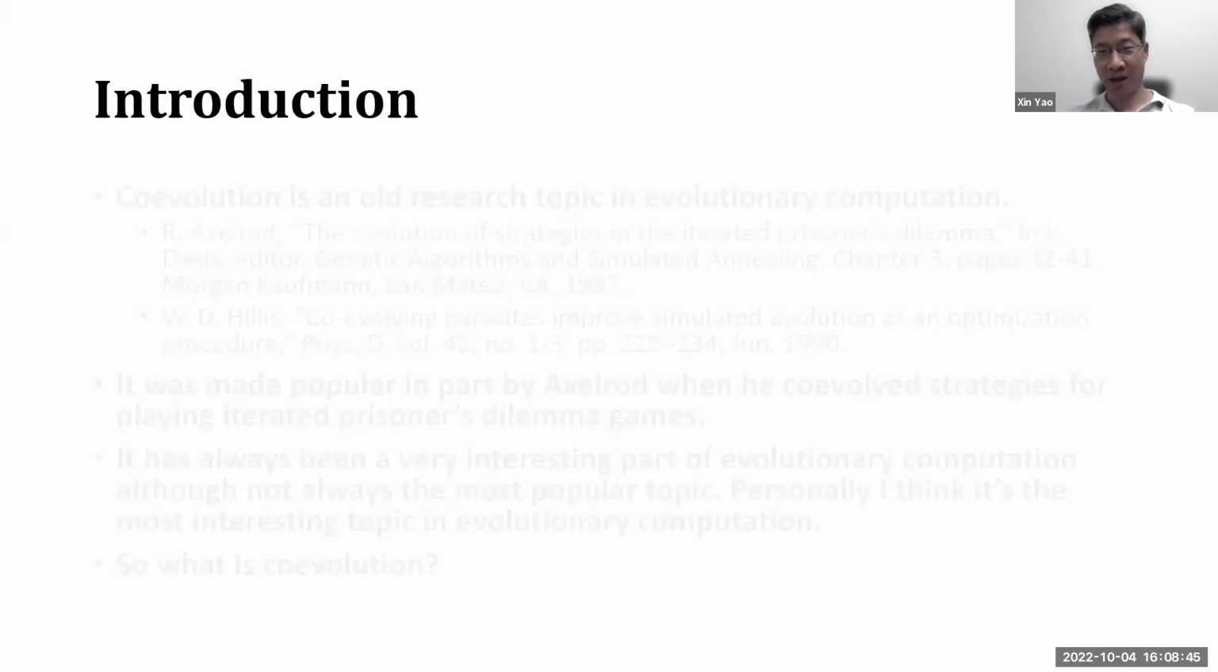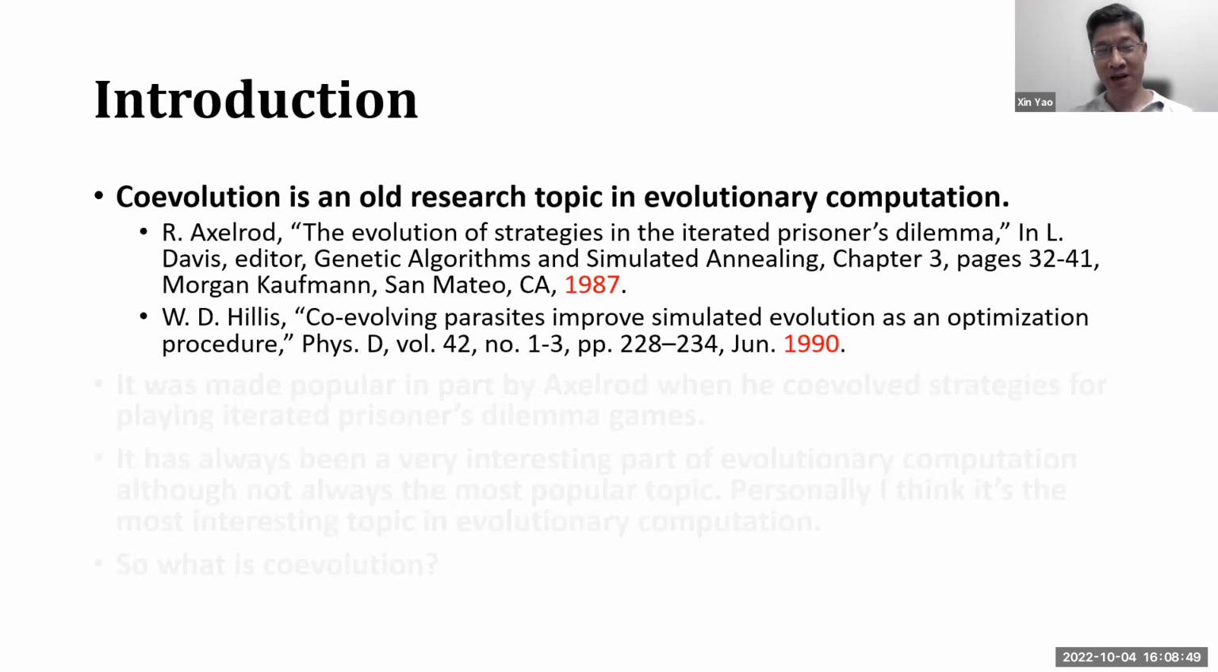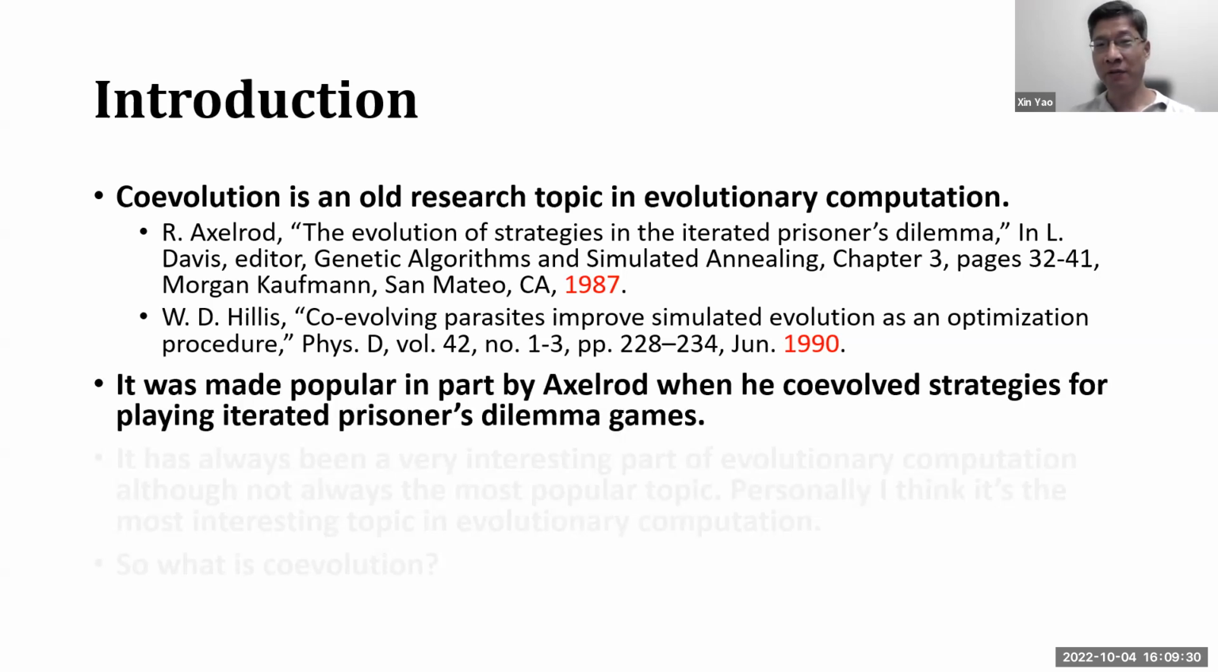First, the introduction. I would like to remind us that coevolution is actually a very old research topic in evolutionary computation. I listed two references here, one dated back to 1987, where Robert Axelrod used a genetic algorithm to evolve game-playing strategies automatically. The other very seminal work is Daniel Hillis' work using coevolution in designing a sorting network automatically. So these two papers were very, very influential in the late 80s and early 90s. I actually will claim that coevolution was made popular in those days by Robert Axelrod's work. Interestingly, Robert is actually a social scientist rather than a computer scientist.